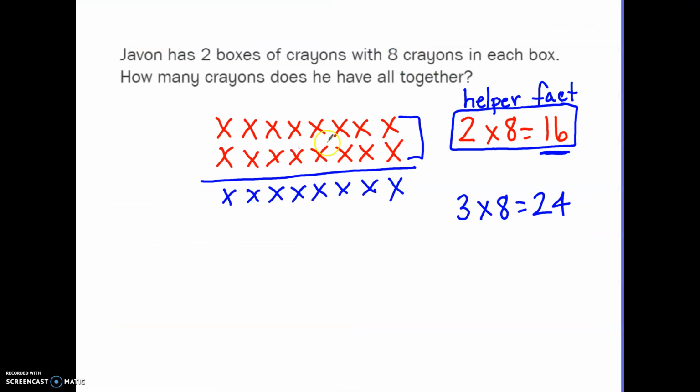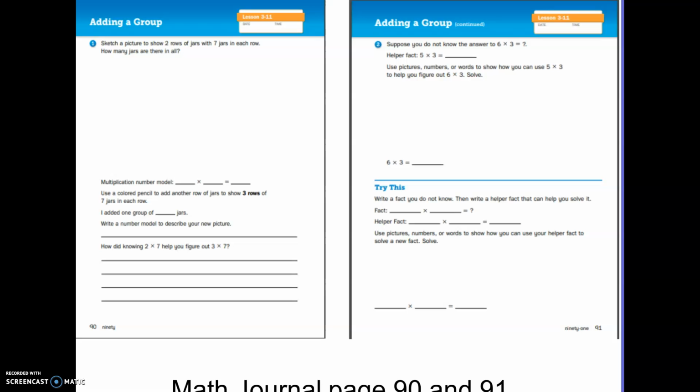Then use a different colored pencil to add another row of jars, like I did in some of my problems. When I added that row, I used a different color. That way I can tell it apart. So you want to use a different color to add another row of jars to show 3 rows of 7 jars in each row. You can flip back to my other screens to see how I did my problems. So you can do number 1 and number 2. Make sure you have number models.